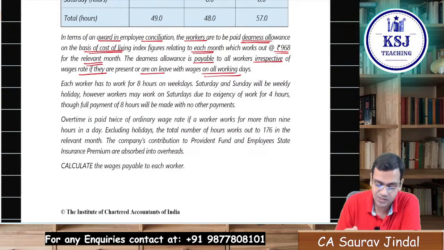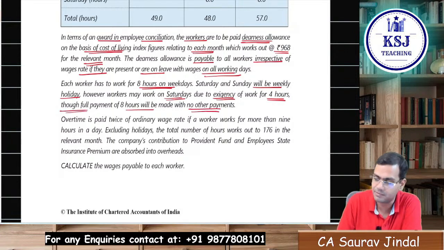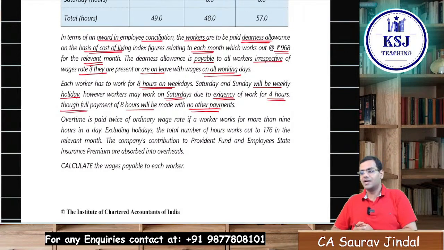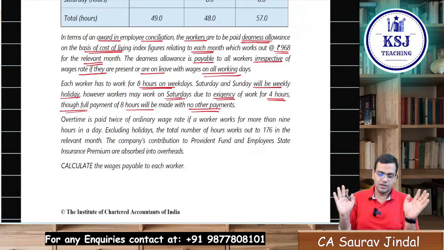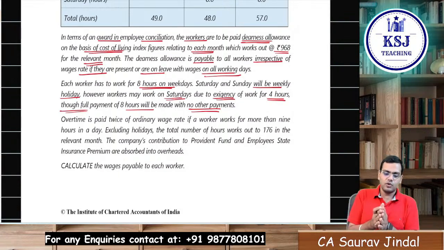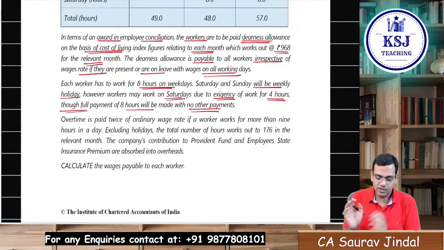Each worker has to work for 8 hours on the weekdays. Saturday and Sunday will be weekly off or holiday. However, the worker may work on Saturday due to the exigency of the work for 4 hours, though the full payment of 8 hours will be made with no other payment. So if the worker is working on Saturdays, otherwise Saturday, Sunday is a holiday, but on Saturday the worker can work for 4 hours, we will pay him for 8 hours, right? The worker will work for 4 hours, but we will pay for 8 hours.